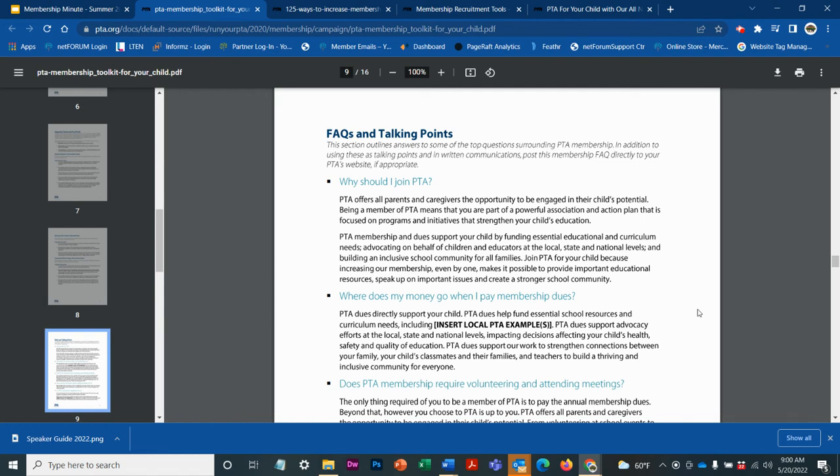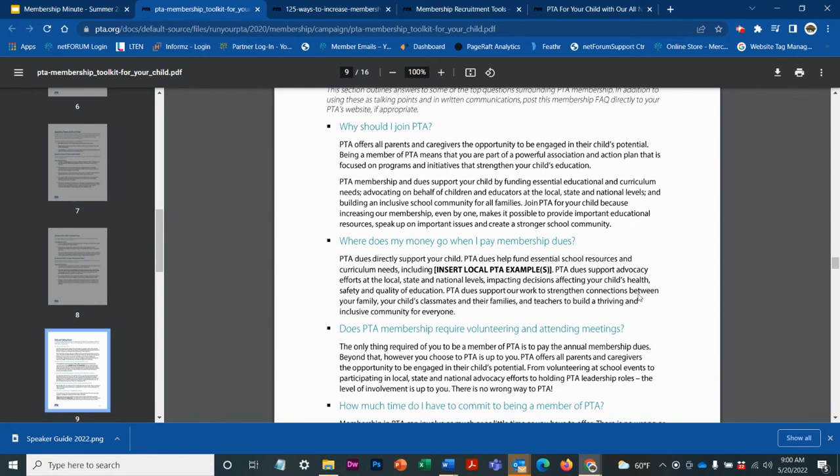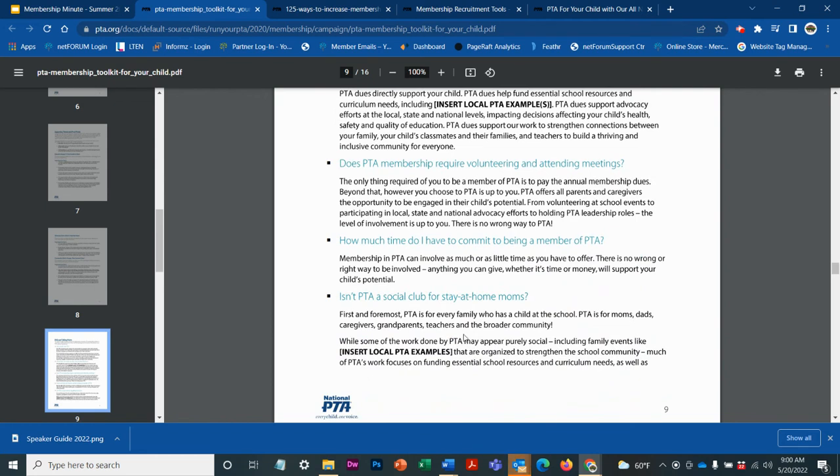So we kind of talked about why people don't join or what the misconceptions are. I think this is really great. Why should you join PTA? Where does their money go? This one always hits me a little hard. Isn't PTA a social club for stay-at-home moms? Ouch. I've met a lot of stay-at-home parents through PTA who are incredible and work their buns off, and I swear they work harder than I do with a full-time job and as a PTA leader.